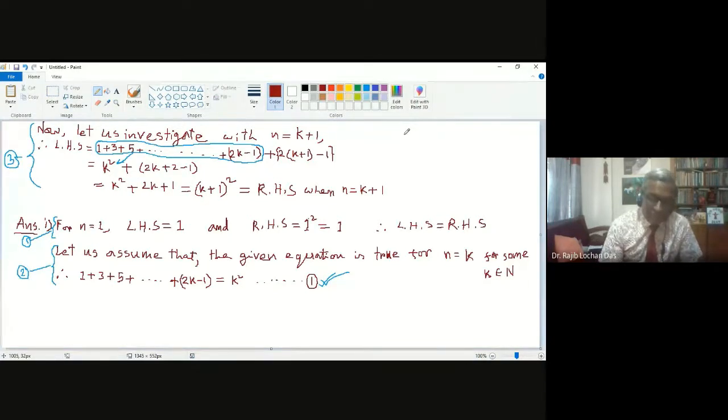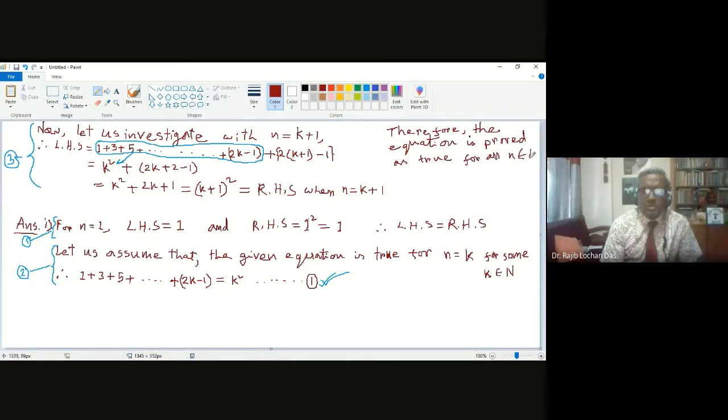Now you will say, okay, therefore the equation is correct. The equation is proved as true for all n natural numbers. Just a concluding remark, just a conclusion you will write. That will be your step 4.